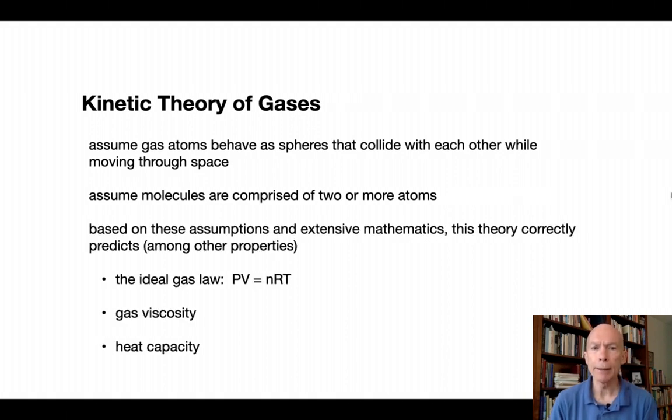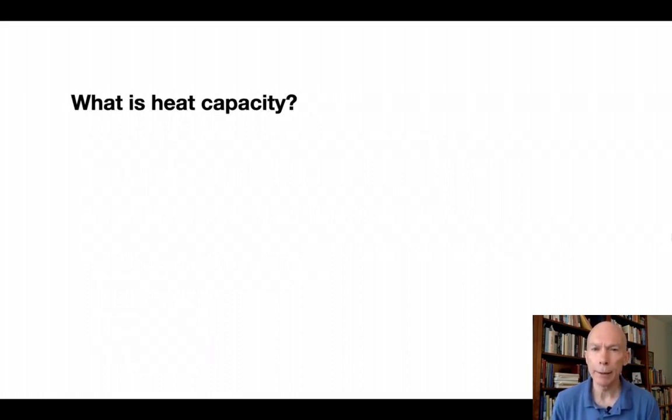So based on these assumptions and very extensive mathematics that I'm not going to go into today, this theory correctly predicts, among other properties, the ideal gas law, PV equals nRT, also gas viscosity. James Clerk Maxwell did some great work with that, and also heat capacity. And it's heat capacity that I want to talk with you about today. First of all, what is heat capacity?